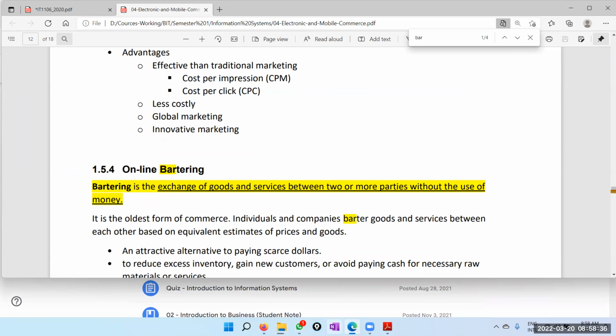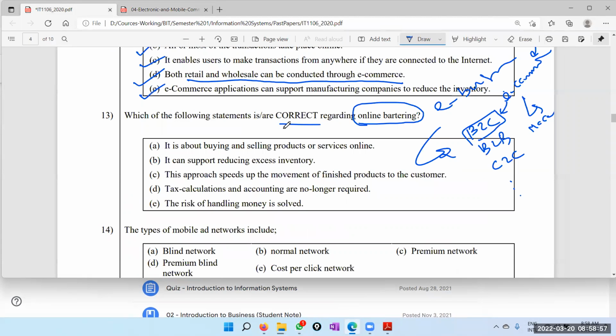Okay. And also people are really conscious about recycling, not wasting resources, right? So therefore people try to do more and more bartering. When I say the general people, right? So now let's read the answers.